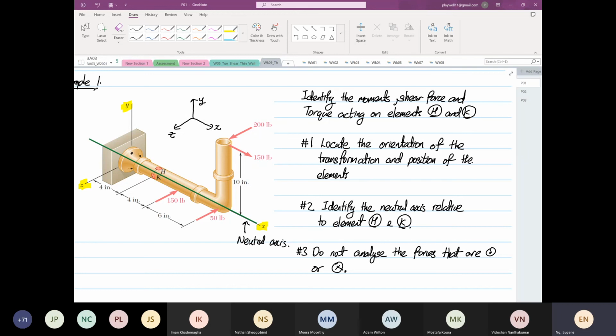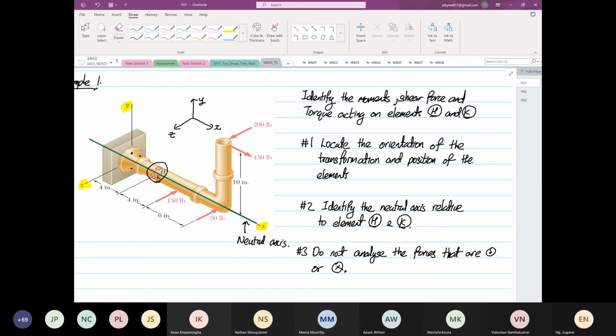I'm going to show you now, but again, you all have to remember these three procedures. One, locate the orientation of transformation and position of the elements. So these are the position of the elements. Identify the neutral axis relative to the element. So we identify the neutral axis and do not analyze the forces that are dot and cross.